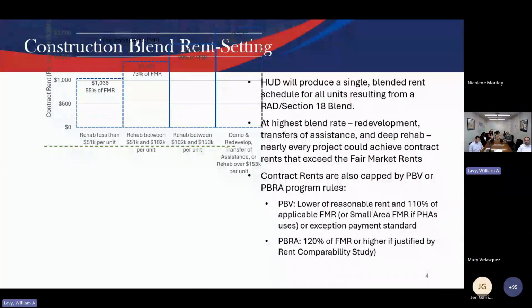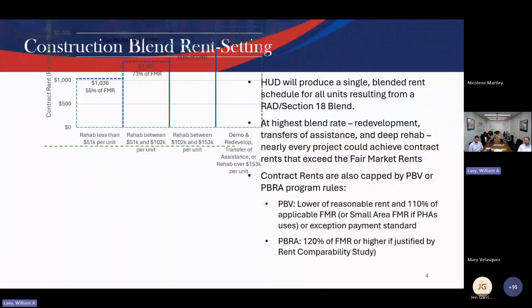And it's because on this scale, the more intense the renovations or redevelopment the property is going to undertake, the higher contract rents we're able to provide for the HAP contract. We will produce a single blended rent schedule for all the units, resulting in a RAD Section 18 blend. Even though we literally blend the contract rents together, there's one single rent schedule.